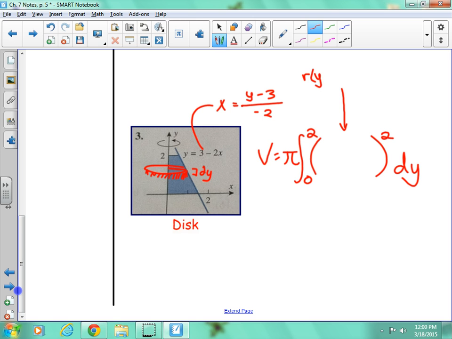You can think about it as r of y. What would my radius be? Function minus 0. Why? Because this one's x equals 0 on this side of my radius. And then the other one is y minus 3 over negative 2. That's kind of gross. Let's make it 3 minus y over 2. That's prettier. So my radius is, of course, minus 0. If any of you are wondering why we're writing the minus 0, just hold on.